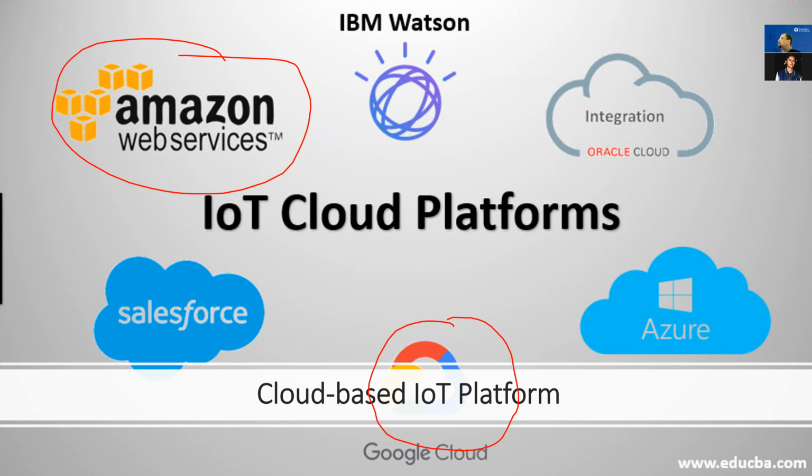Where is my pointer? Okay, here, Watson. You have Microsoft Azure, which is a very common implementation. And the other two that are more specific are Salesforce and Oracle. But in both cases they are more specific clouds. They are not generic clouds like GCP, AWS, and Azure.